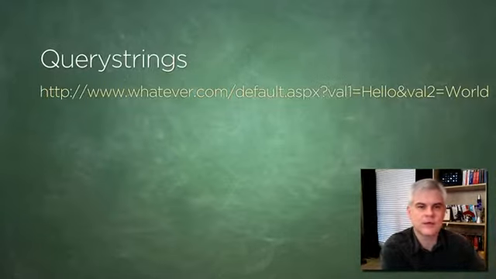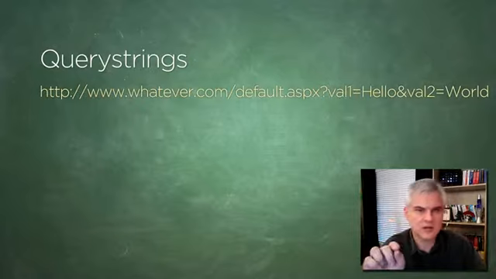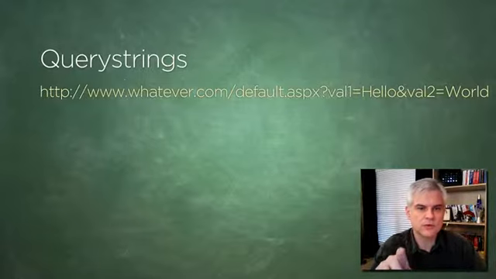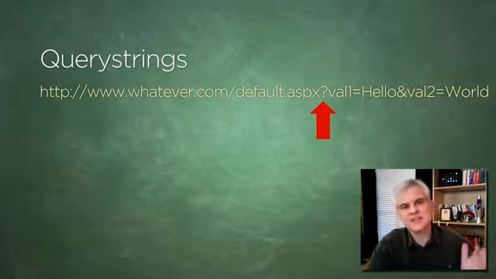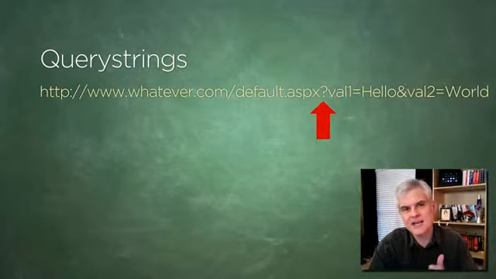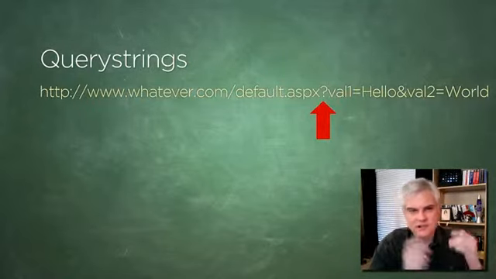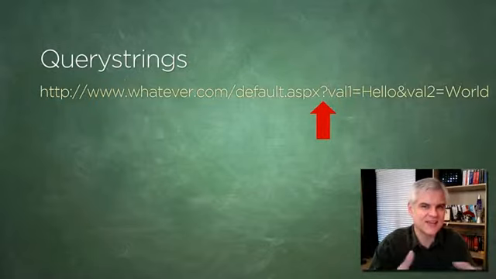Take a look at the URL on screen. www.whatever.com/default.aspx. Then there's a question mark, and then val1 equals hello, and then an ampersand, and val2 equals world. So let me explain what each of these things are doing. You can pretty much, for the most part, ignore everything up to the question mark with regards to query strings. It's everything after the question mark that is a query string. The question mark clues you into the fact that we're querying, and so everything after that is a query string.